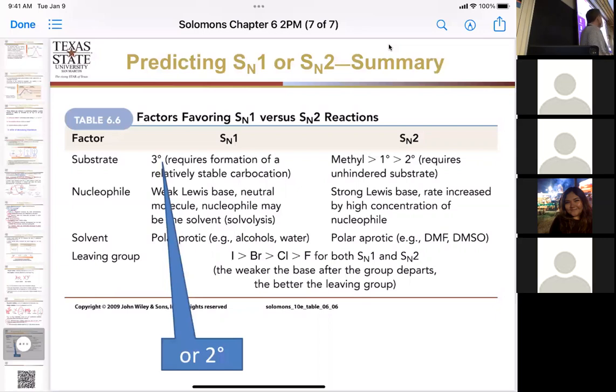SN2: methyl, primary, and small secondaries. Run it in a polar aprotic solvent and use strong nucleophiles or Lewis bases. Okay. So those are how you can influence these things in TIC. So the first thing you do is look at your primary, secondary, tertiary. Second thing you look at is my nucleophile strong? Third thing you look at, what's my solvent? By the time you have those three pieces of information, you should make a decision, okay?